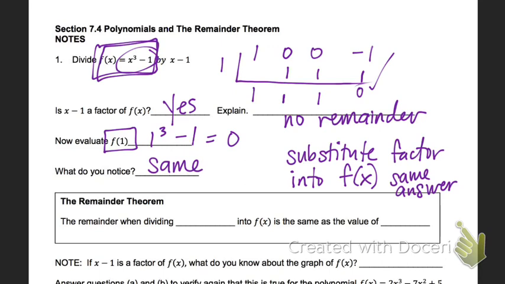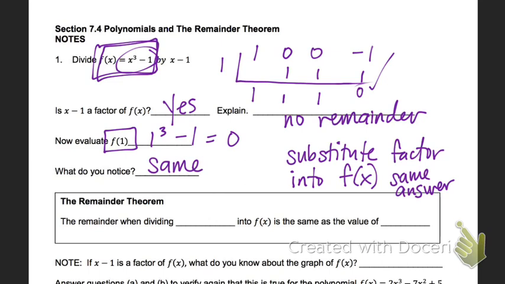Right. So if this were plus 1 and then this were plus 1 and you had 2, then it would be 1 squared plus 1, which would be 2. So you end up getting the same remainder if you plug it into f of x. So is it just coincidence that if we plug it into the factor, it also gets the same answer? It's not a coincidence. So that's essentially what the remainder theorem is.